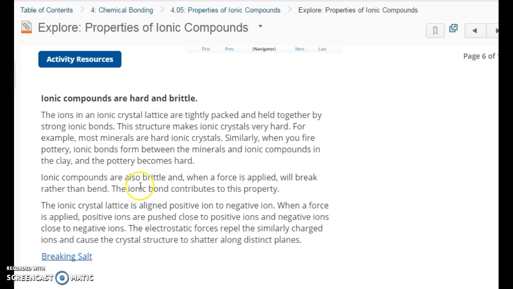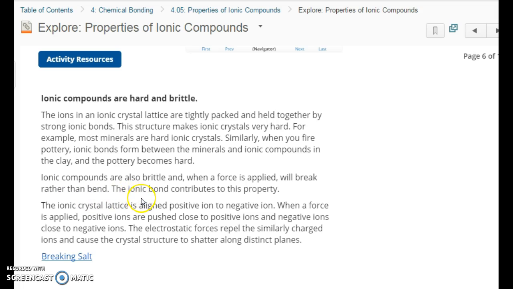Sometimes I think people don't realize brittle technically means break instead of bend. So think of a candy cane, right? A candy cane is brittle. It's very hard, but when you break it, it's definitely going to break versus bend. Okay, assuming it's a candy cane that's already formed and hardened, okay?